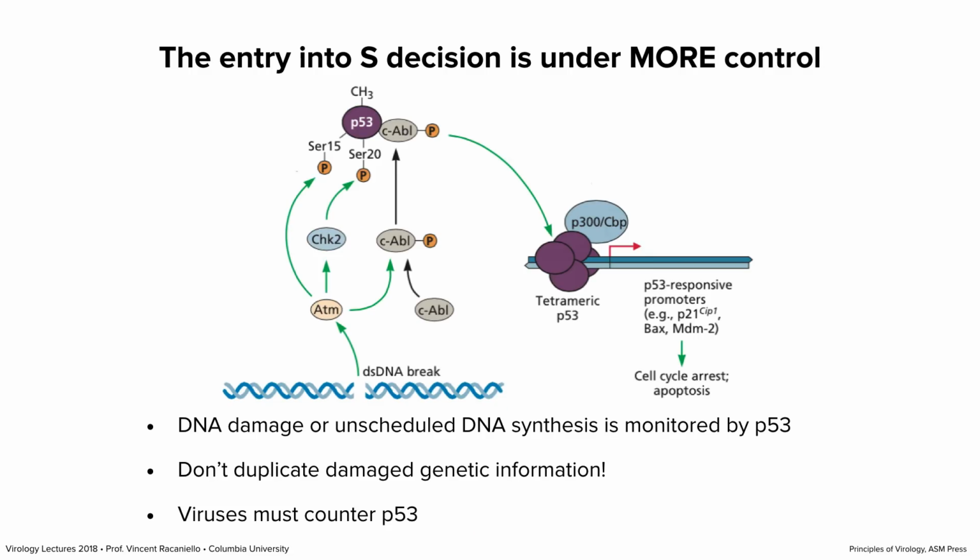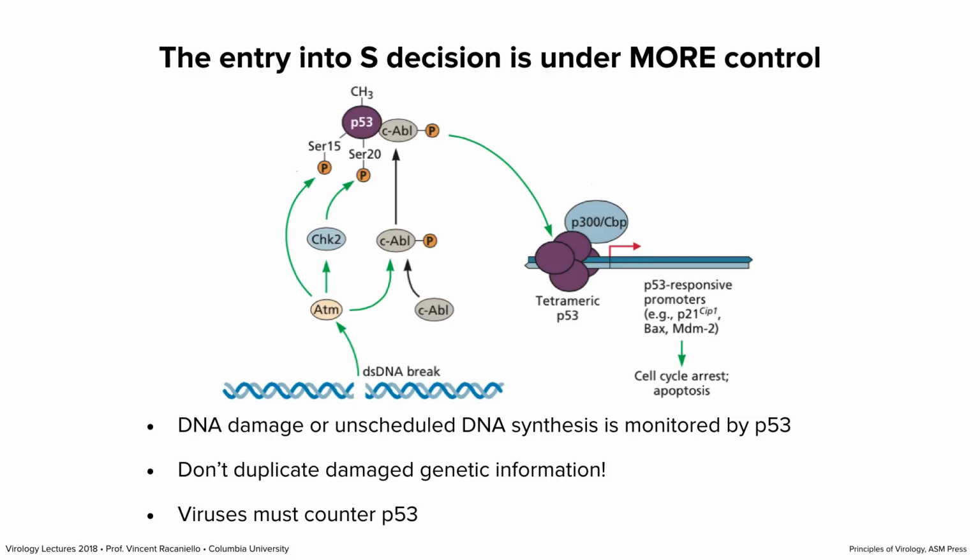Another step that is regulated here is mediated by P53. So remember, T antigens, in particular SV40 T antigen, was very early on found to bind this protein called P53. And we now know that P53, one of its functions, is to monitor DNA damage or unscheduled DNA synthesis. In other words, if the cell is not supposed to be dividing and it finds that there is some replicating DNA in the cell, it will kill the cell.